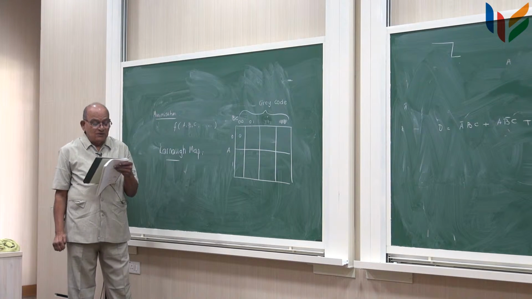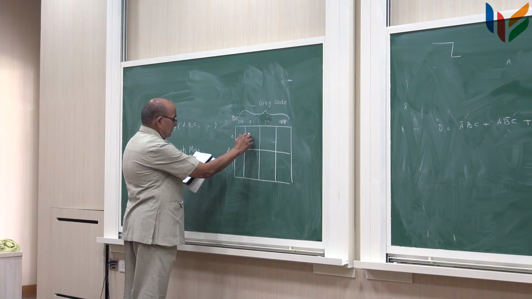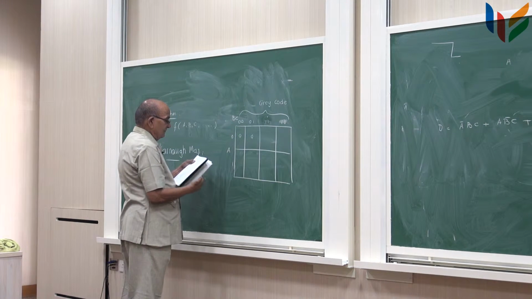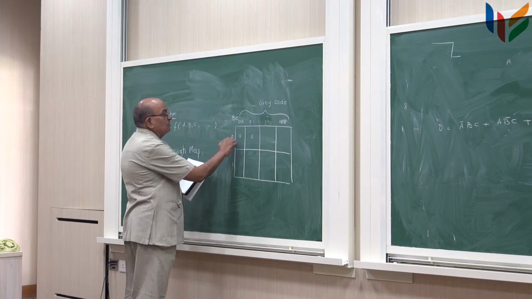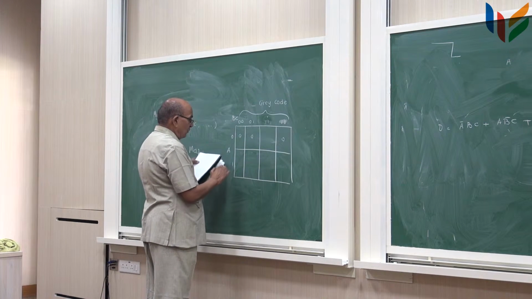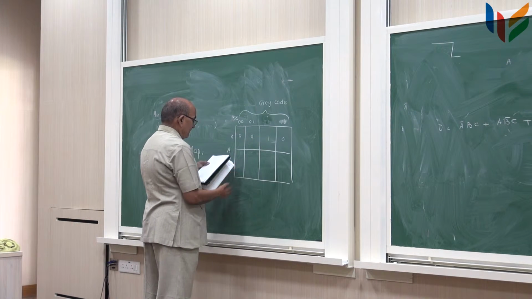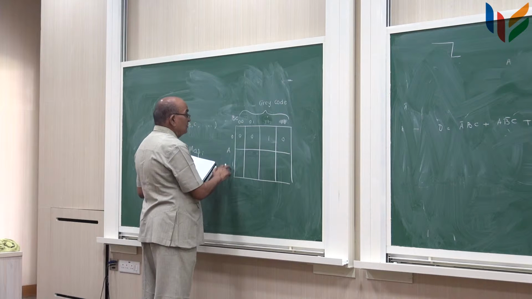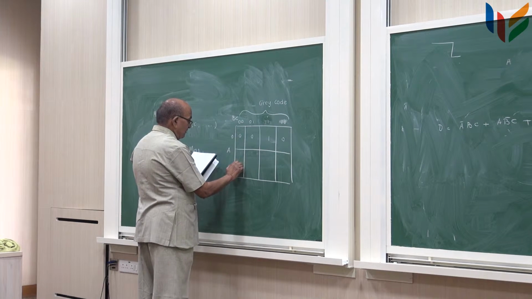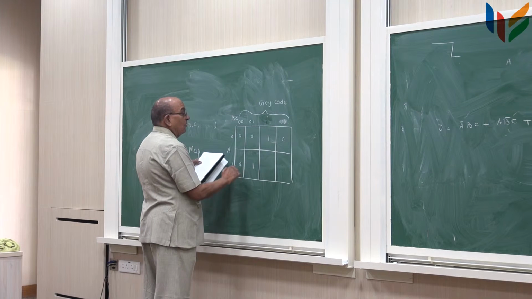The second one is 0, 0, 1. 0, 0, 1 corresponds to 0. 0, 1, 0 corresponds to 0. 0, 1, 1 corresponds to 1. 1, 0, 0 corresponds to 0. 1, 0, 1 corresponds to 1.